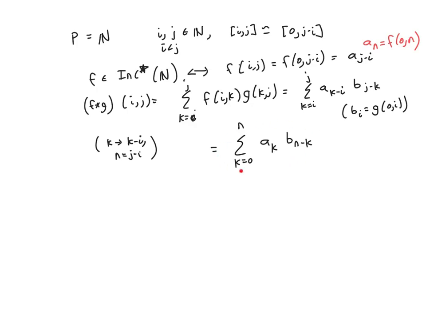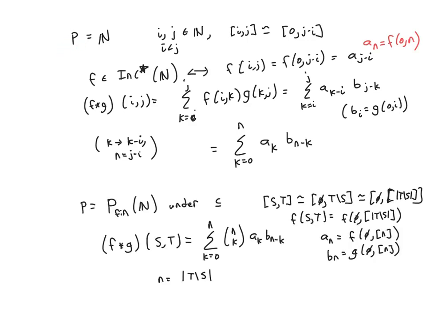This is the convolution of ordinary generating functions. And so this subalgebra is isomorphic to the algebra of generating functions. So the point there is that you can view this as some sort of generalization of ordinary generating functions to arbitrary posets. We'll see this with the next example too.